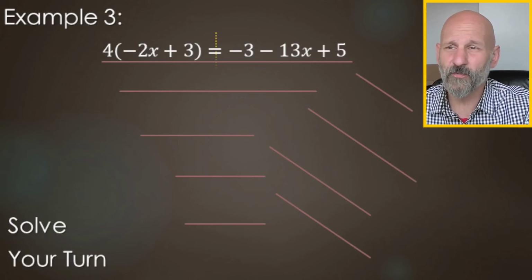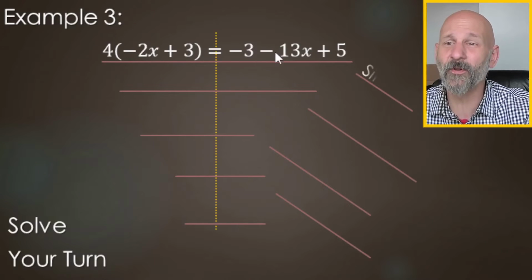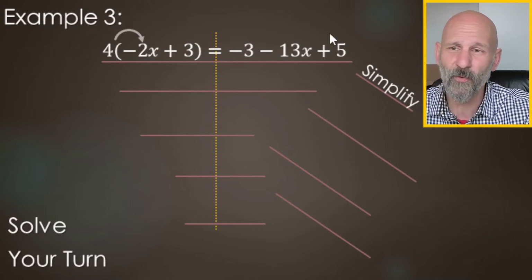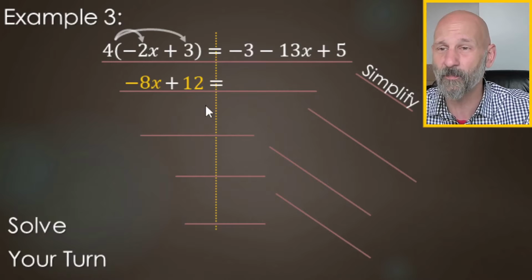So if we notice with this equation here, on both sides of the equal sign, we have some simplification that we need to do. The left side, we're going to start with distributing. The right-hand side, we'll add like terms. So here we go. We got 4 times negative 2x, so that's going to be negative 8x, and then we have 4 times a positive 3, and that's going to make a plus 12.